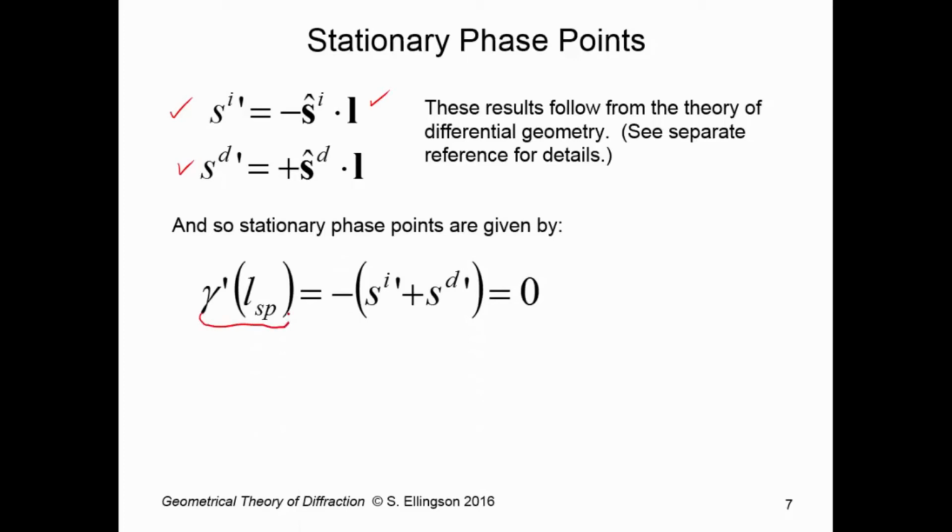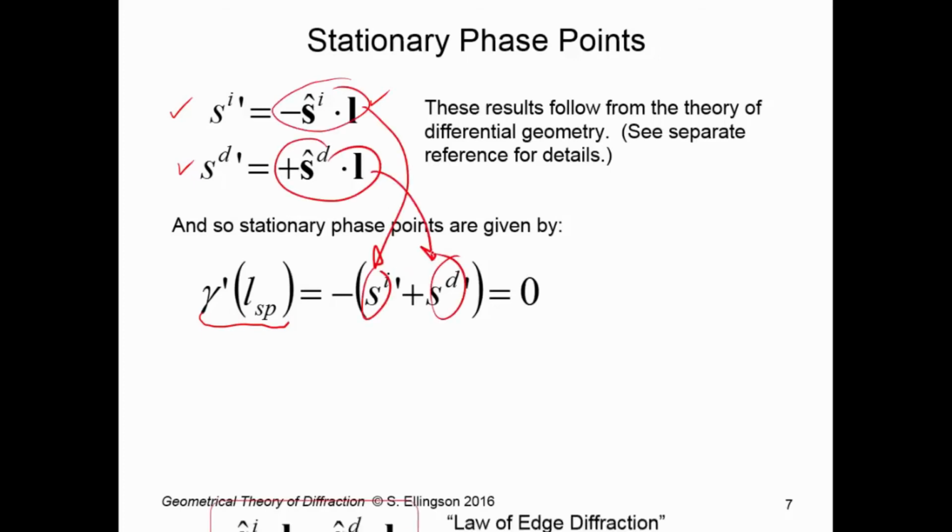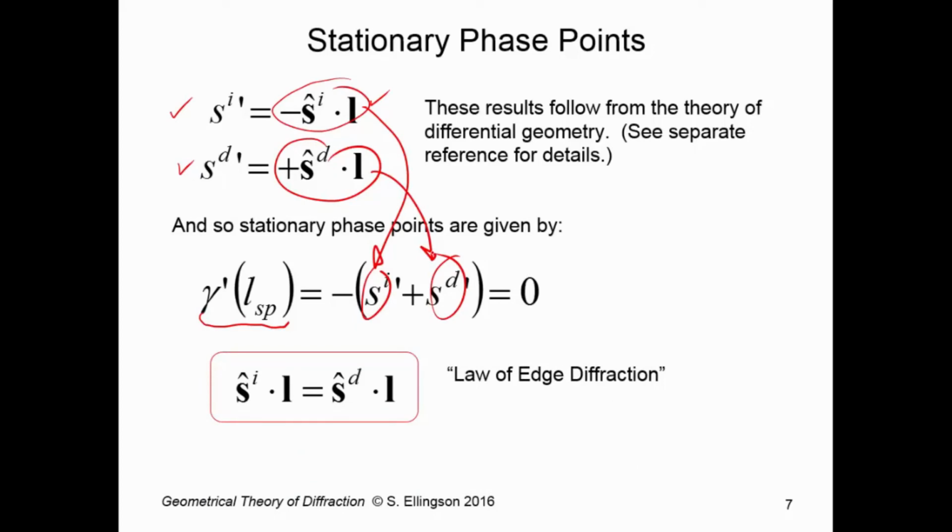We would like this expression to be 0. In other words, the derivative of path length to be 0. We now have geometrical descriptions for the quantities here and here. So now we see that we have this property that the stationary phase points should be those points where S^I hat dotted into the edge tangent equals S^D hat dotted into the edge tangent. And we refer to that as the law of edge diffraction. If you reflect on this for just a moment, you'll see something remarkable about this. It's analogous to Snell's law for reflection. Snell's law for reflection, recall, says that angle of reflection equals angle of incidence.